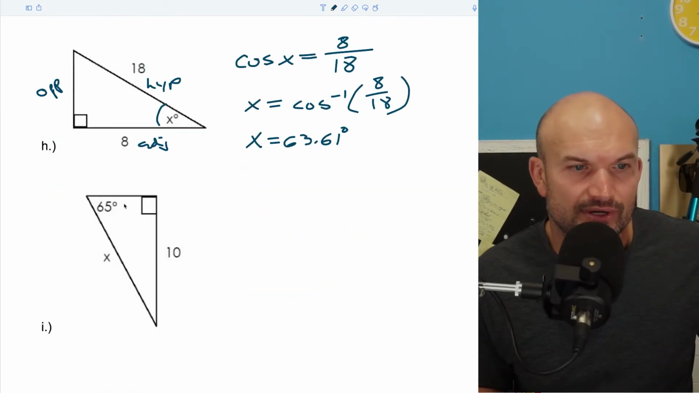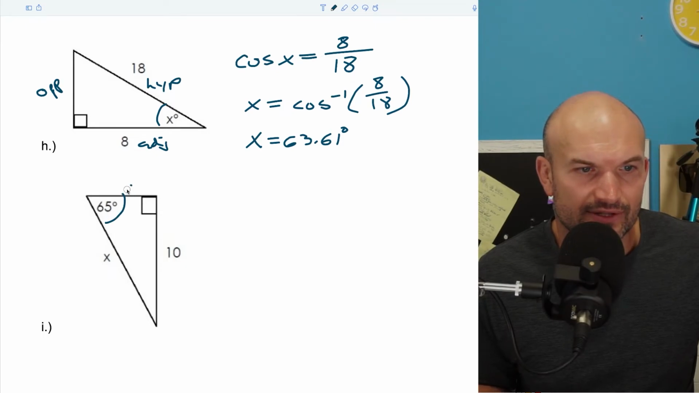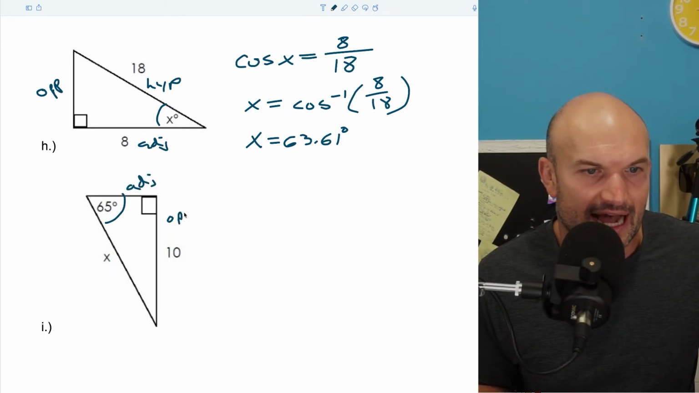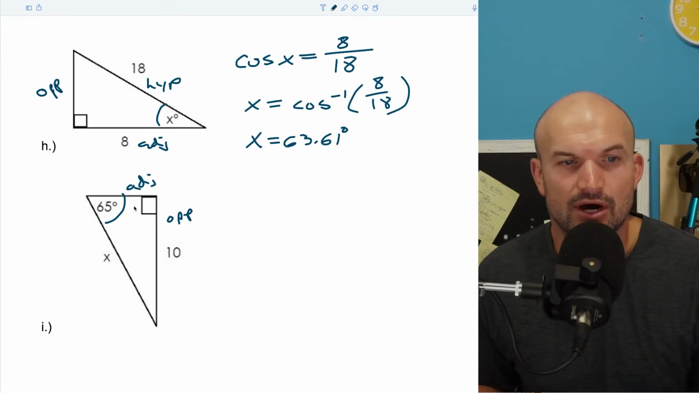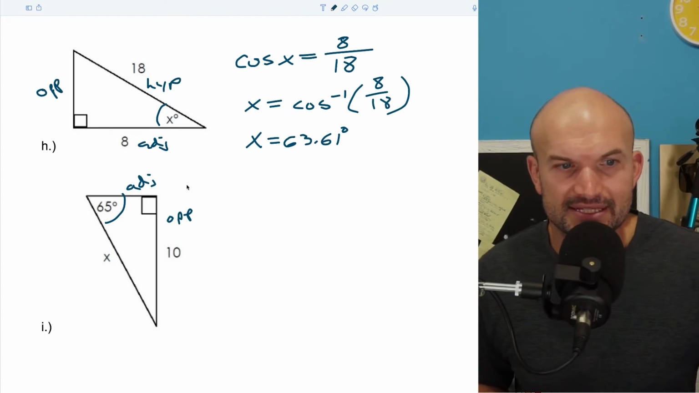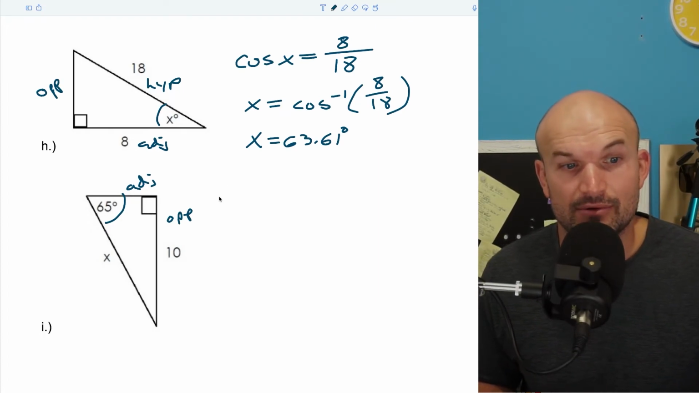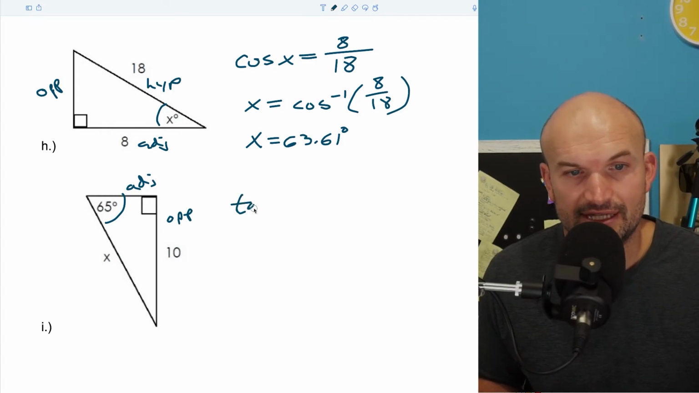So now let's go and do another one. So now we have an angle, right? So that means that's my adjacent side. This is my opposite side. Okay, so in this case, we have the opposite and the adjacent. So now we're going to use the tangent function. So I can say the tangent of x.